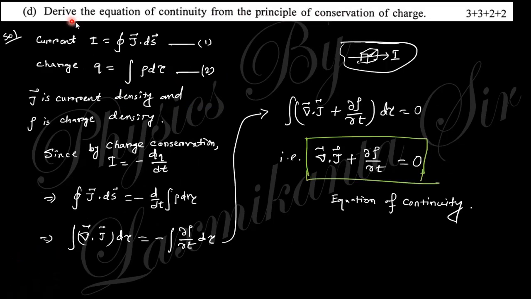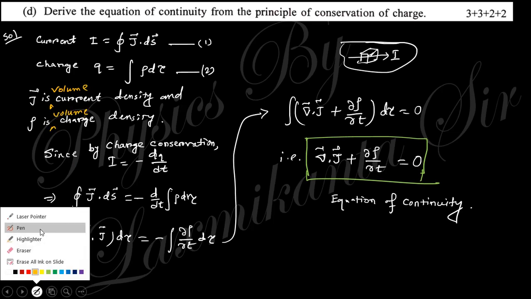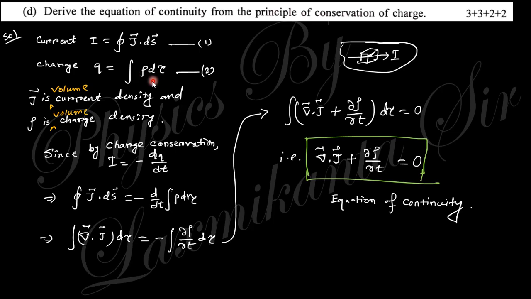Next question says derive the equation of continuity from the principle of conservation of charge. You know the current I equals J dot ds, where I is the current, J is the volume current density, and rho is the volume charge density. Q is rho d tau, where d tau is the elementary volume and ds is the small area.